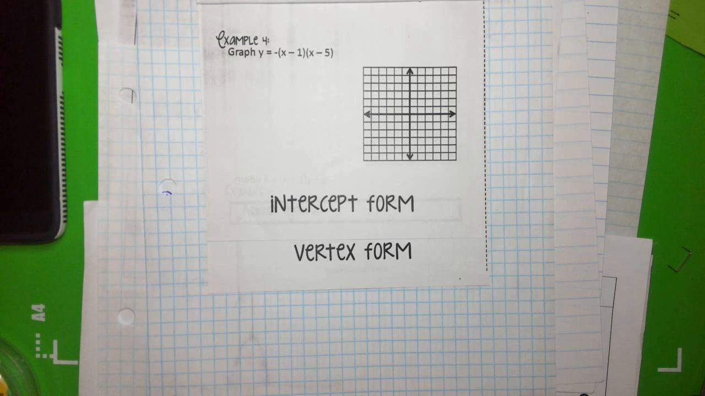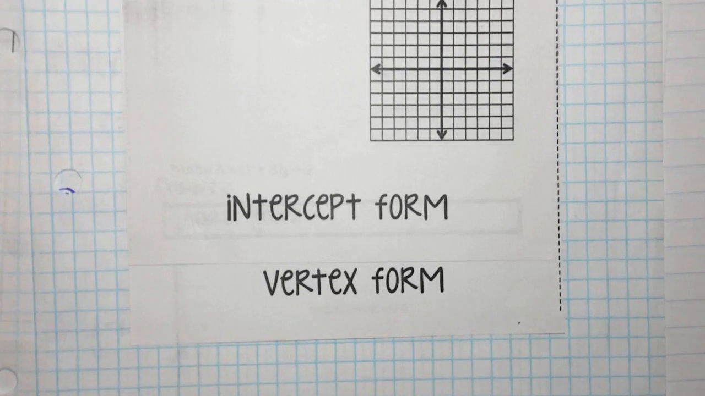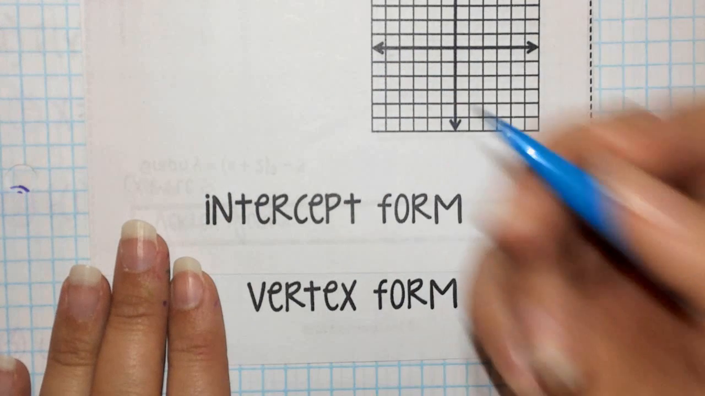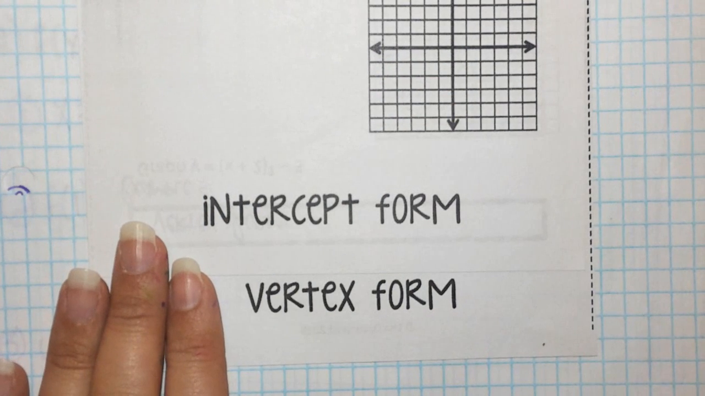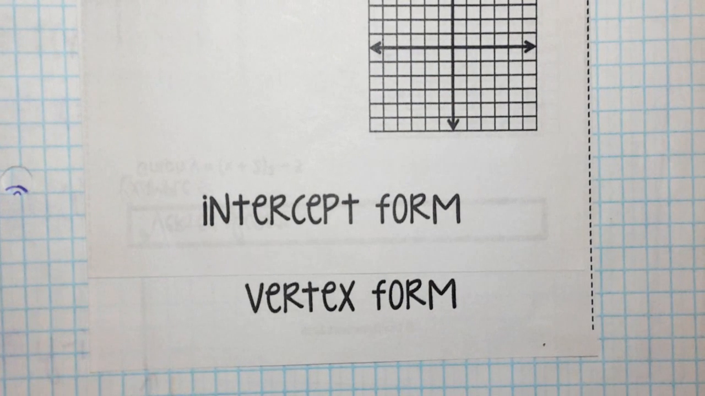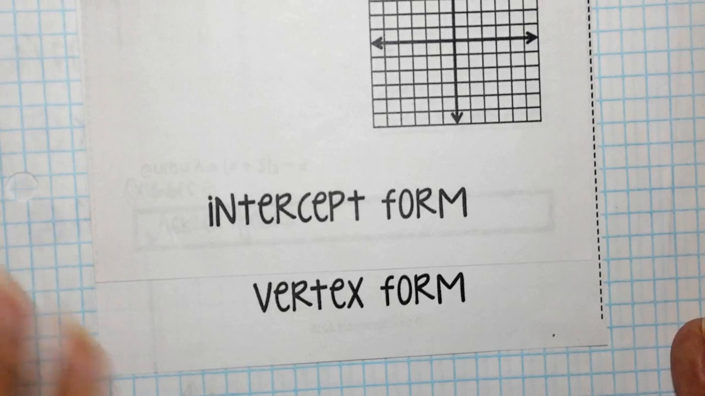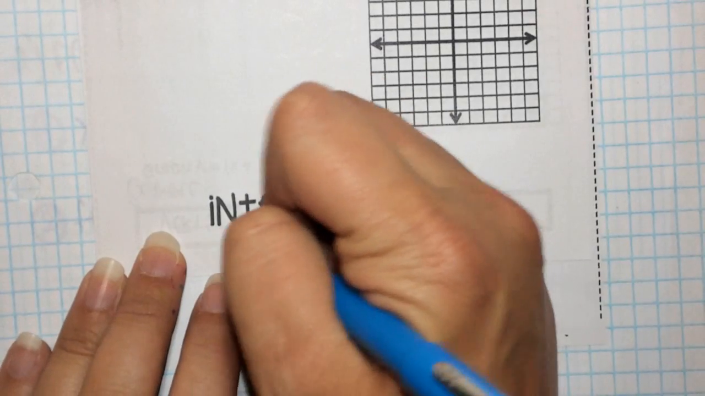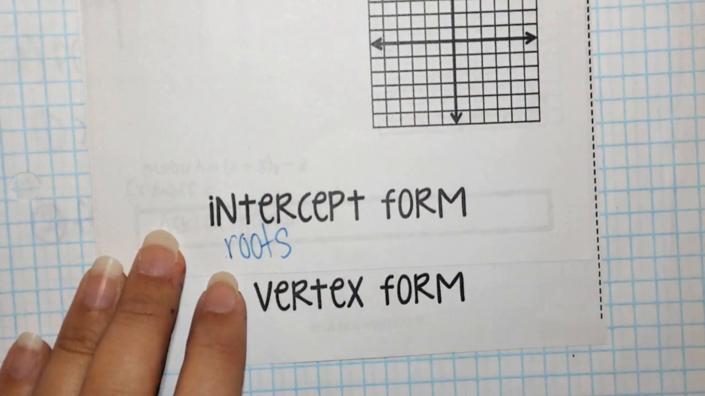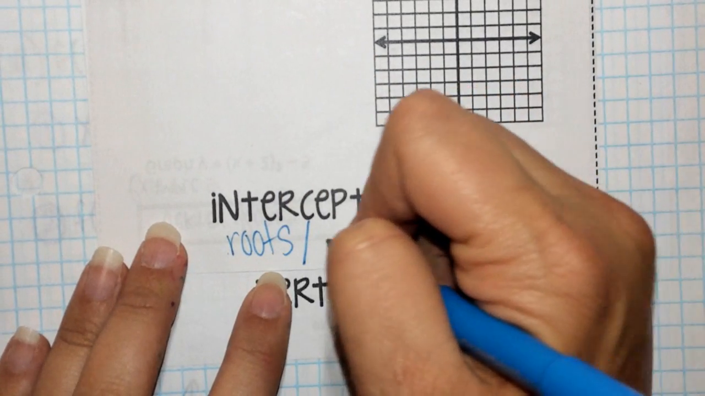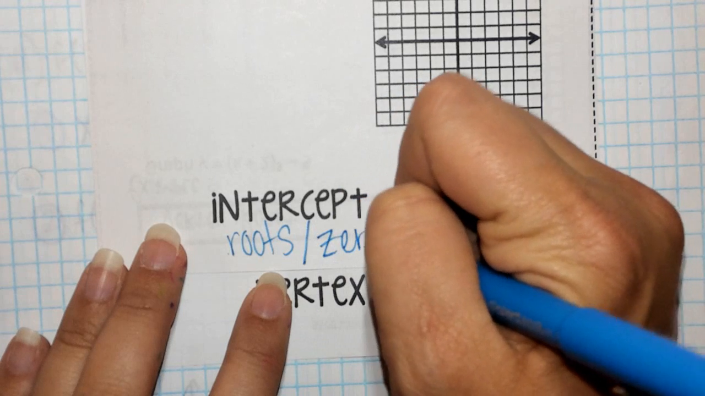Intercepts. We've talked about y-intercepts, and what's the other one? X-intercepts. And what's another name for x-intercepts? We have not talked about slope with parabolas at all. So what is another word for intercepts with x? Starts with an R. Roots. Like for trees.